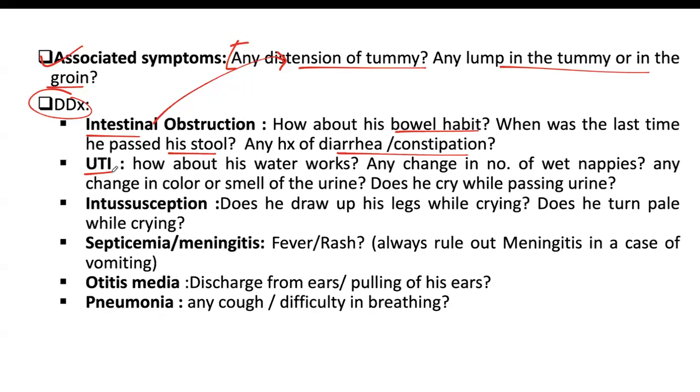Then you can ask about the waterworks, which is urine. So how about his waterworks? Have you noticed any change in the number of his wet nappies? Any change in the color or smell of the urine? Does he cry while passing urine?